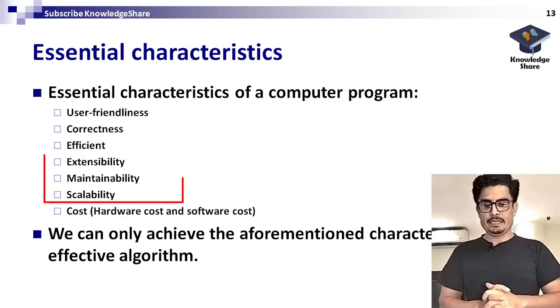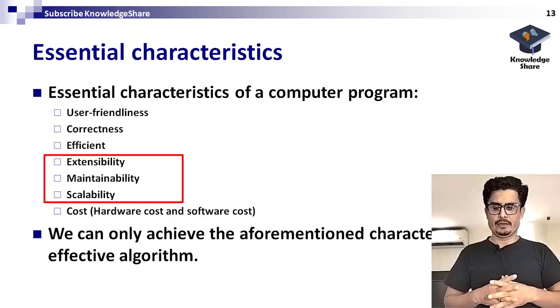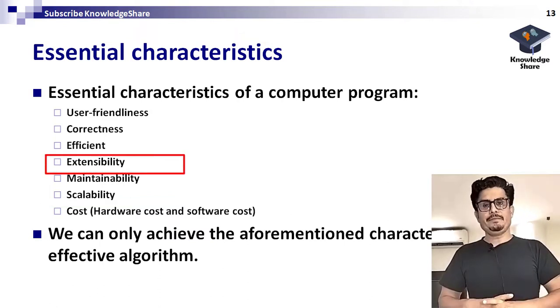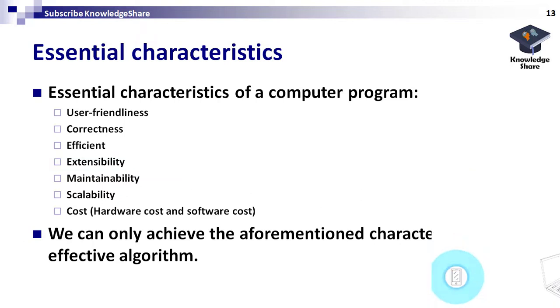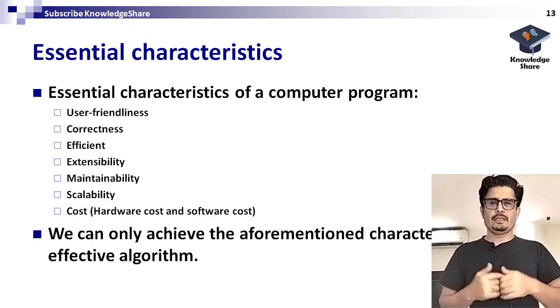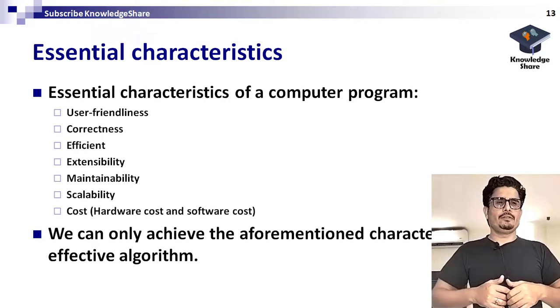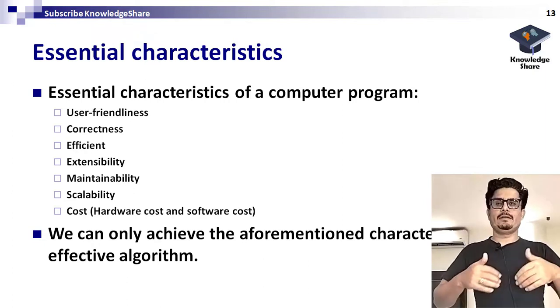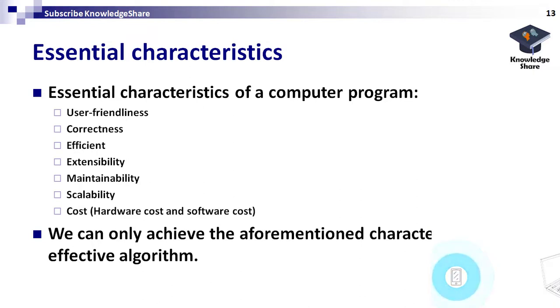Extensibility, maintainability, and scalability. These 3 points are quite connected with each other. Extensibility means that if you want to add some more features to the existing algorithm, you can easily add them. Your algorithm should be extendable. For example, you're using an Android mobile or iPhone. Some features are added to your existing operating system. It doesn't mean that they replace the operating system, but they add some more features to it. So this is extensibility.